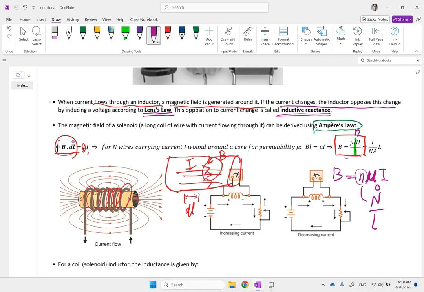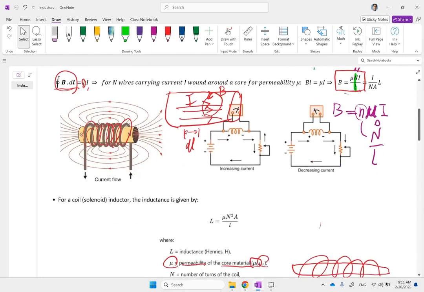So let me tell you what happens. What is inductive reactance? What is Lenz's law? What happens when you try to change the current now? So far, we learned that if you pass a current, you get a magnetic field, and this is the one that stores energy and everything. Now the main capability of an inductor is resisting the change in the current, inductive reactance. Let's explain that right now.